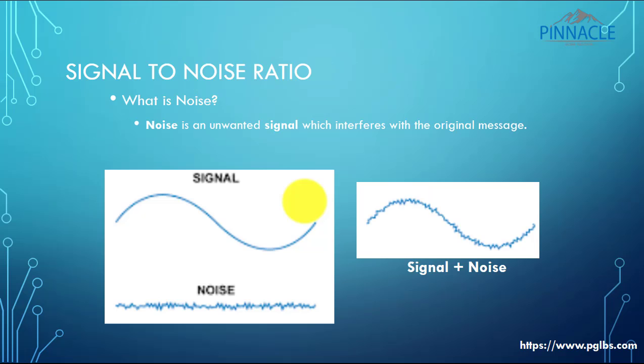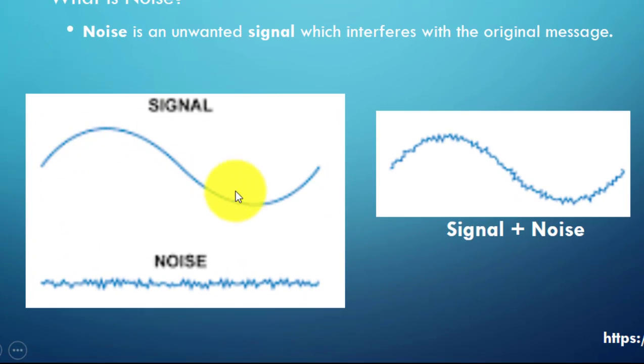Now every signal transmission would have a noise. Now this is very important, because what is noise? Noise is an unwanted signal which interferes with the original message. Now you have a signal here. Now this is a pure signal. Now this signal will also have a noise.